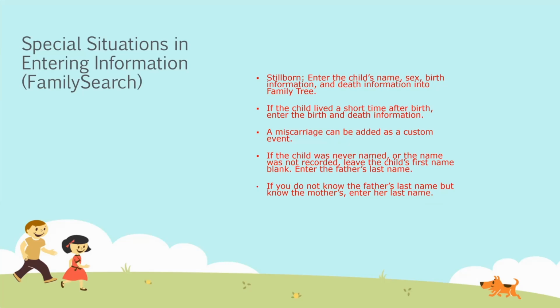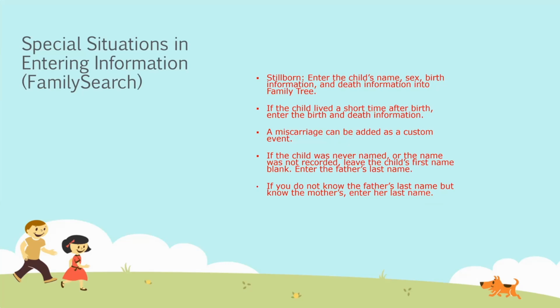Okay. So if a person is stillborn, enter the child's name, sex, birth information, and death information into the family tree if you know it all. If the child lived a short time after birth, enter the birth and death information. A miscarriage can be added, but it's a custom event for the mother. Okay, so you don't want to add a miscarriage as a separate person page.